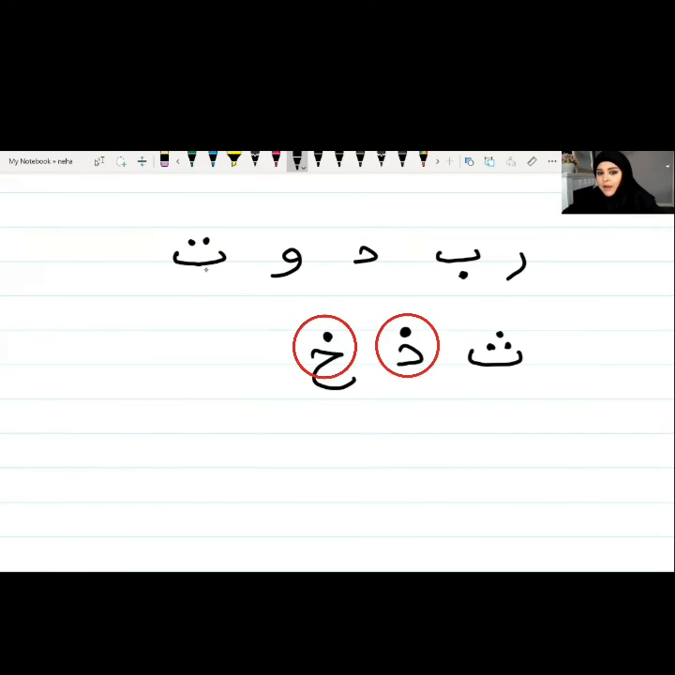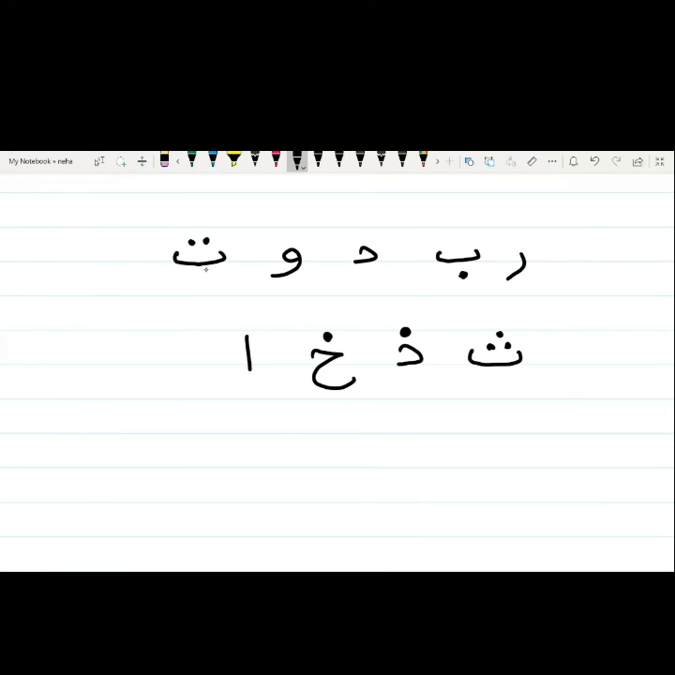But how do we know if both of them have a dot? We look at the shape of the letter. Dal is a very C shape with a dot on top. And kha has a funny shape, sort of like the beak of a bird. Alif. Who remembers this little one? Hamza. Yeah, Hamza. This letter. Ha. Very good. Ha. Force it out. Squeeze in the middle throat.